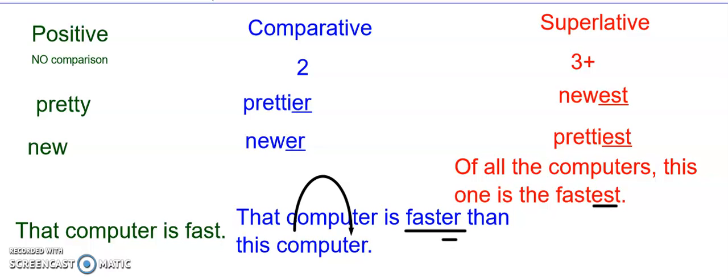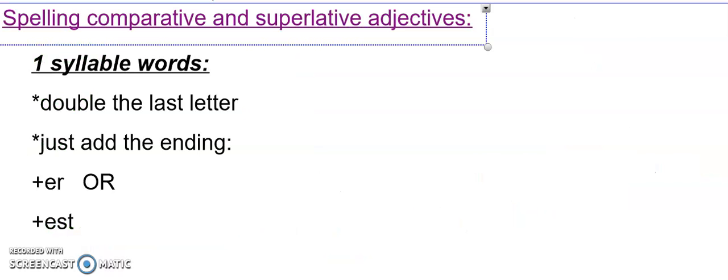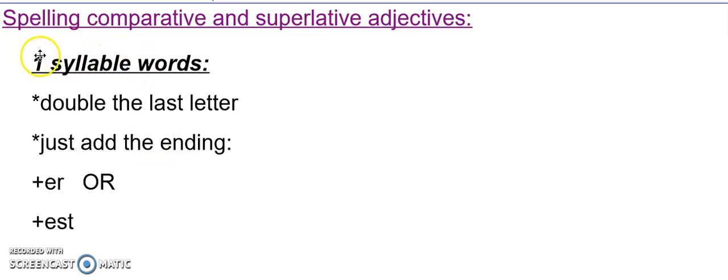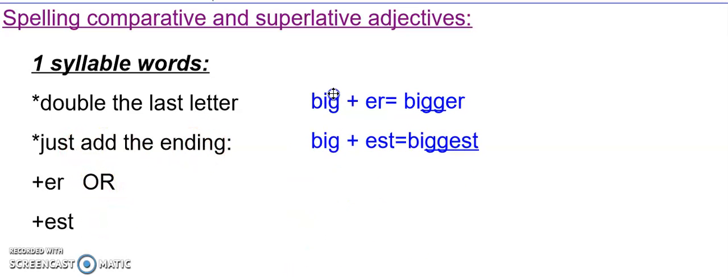Now, there are some slight spelling rules about this. When you're spelling comparative and superlative adjectives, and they're one-syllable words, like the word bigger, you double the last letter, and you just add the ending ER or EST. So for example, big. Big is a single-syllable word. It ends in a consonant, so we double that consonant and make it B-I-G-G-E-R. Same thing with big when we're adding EST. We double the final consonant and spell it B-I-G-G-E-S-T.